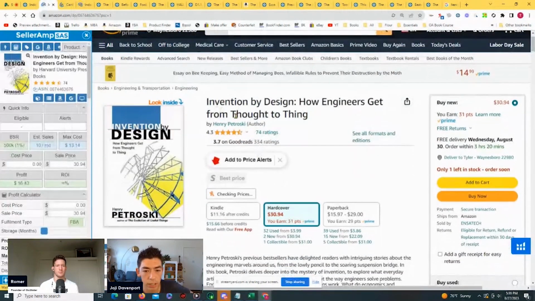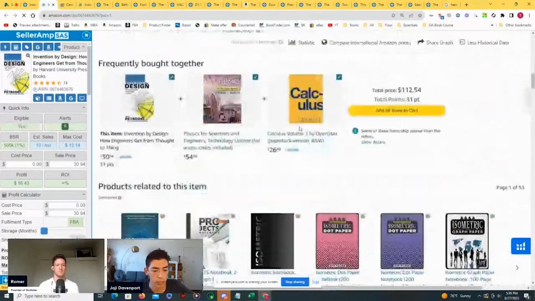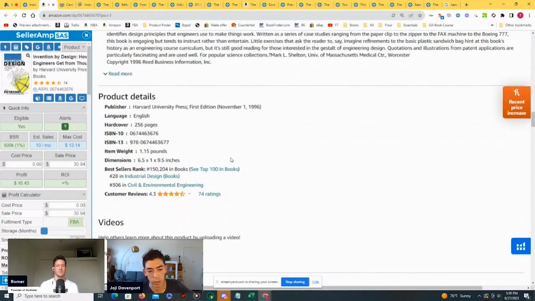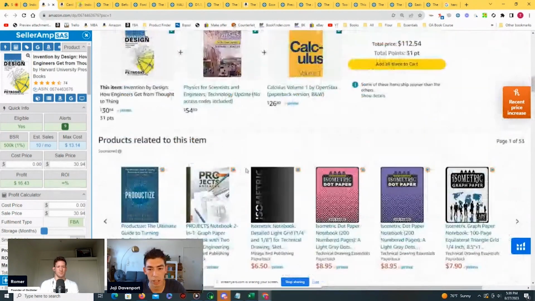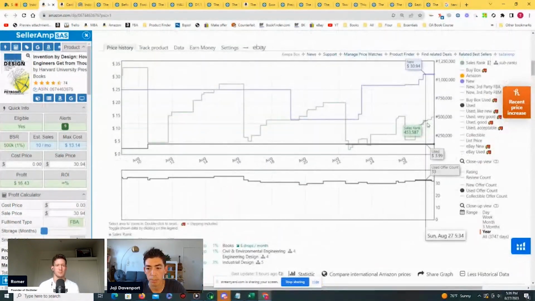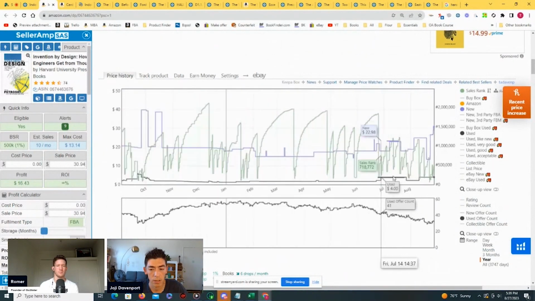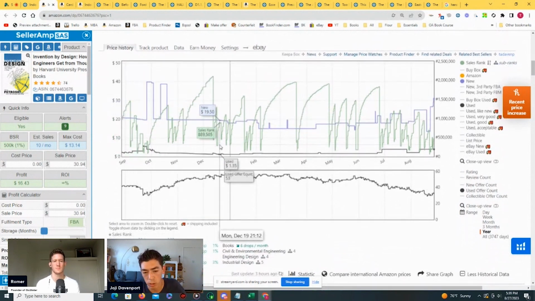So here we go, Invention by Design. So we can scroll down here to the Amazon product page. It actually says sales rank is 150,000. So I guess it might have just updated. But if we look at the Keepa chart, if we look at Keepa when it updated, it was just recently at 500,000. And if we take a look at this, I mean, what would you say about this, Avery?